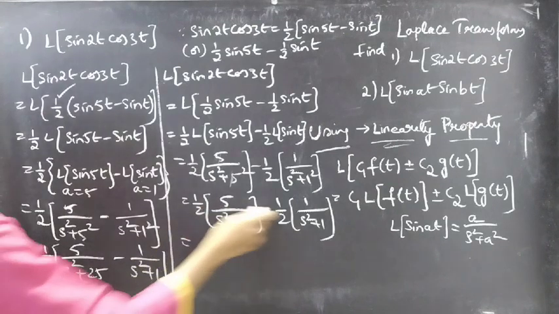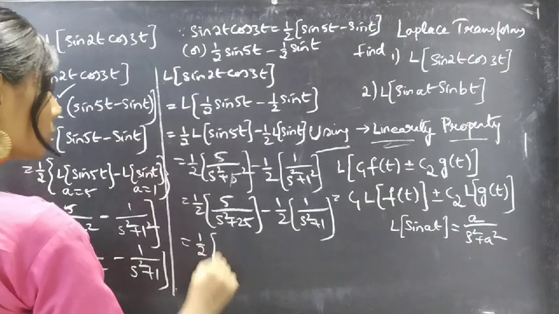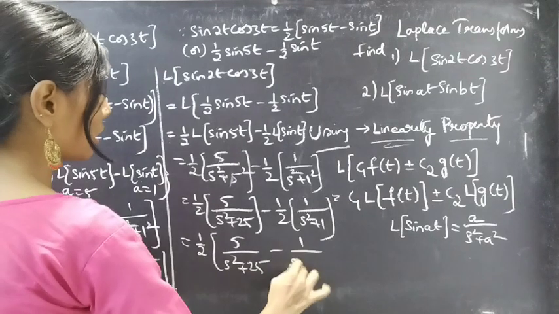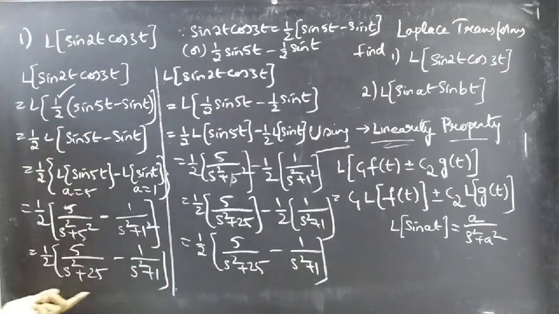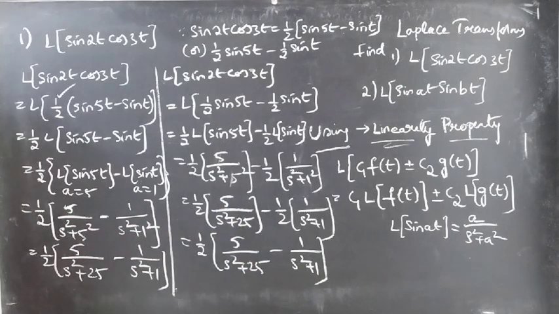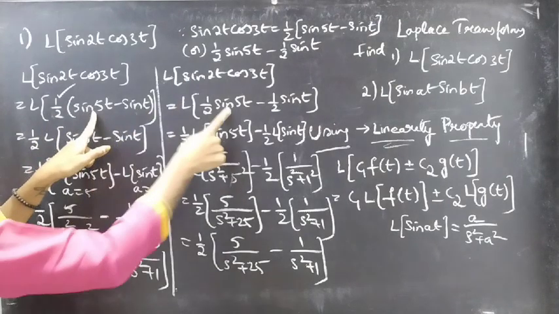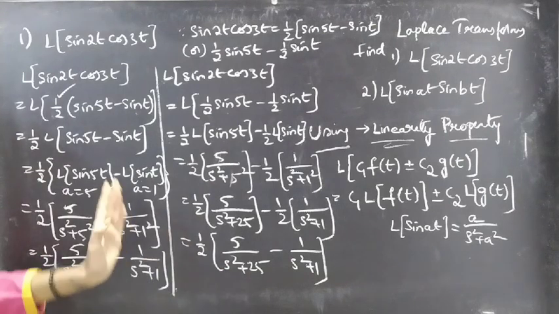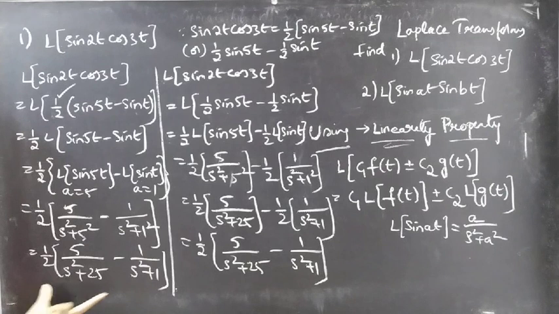Now if you take 1 by 2 common from these two terms, you'll get 1 by 2 of 5 by s square plus 25 minus 1 by s square plus 1. You'll get the same thing. It is not necessary to take 1 by 2 common from these two terms, or to multiply 1 by 2 to these two terms to get this. Now you got the same thing, right? Now I'll pick this and I'll solve the problem.